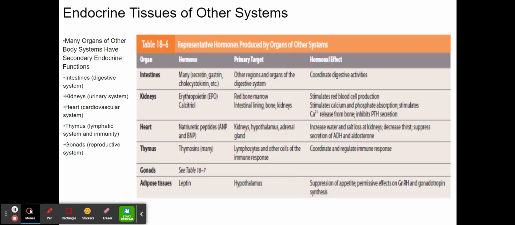As we noted earlier, many organs of the body systems have secondary endocrine functions. Examples are the intestines, or the digestive system, the kidneys, which are part of the urinary system, the heart, which is part of the cardiovascular system, the thymus, which is part of the lymphatic system, and the gonads, which are the testes in males and the ovaries in females, which are part of the reproductive system. You can see a lot of those here.